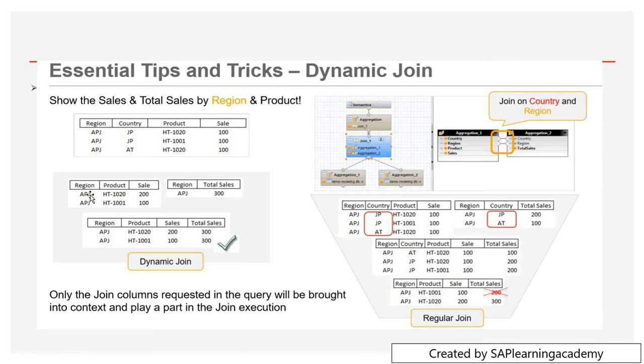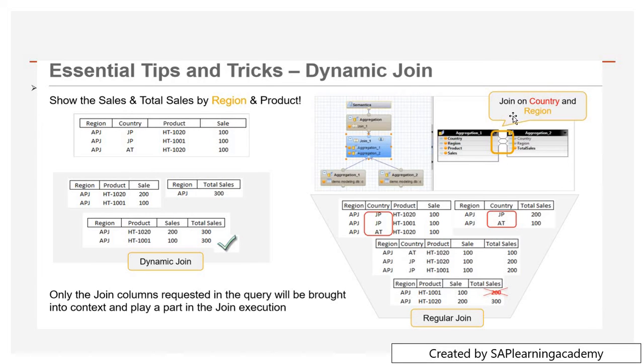So let me give you a small example in this slide. Suppose you want to show the sales and total sales by region and product. So you can see the calculation view in here, and we have one aggregation, aggregation 1, and aggregation 2. In aggregation 1, it shows the region product information, and the other one shows the total sales.